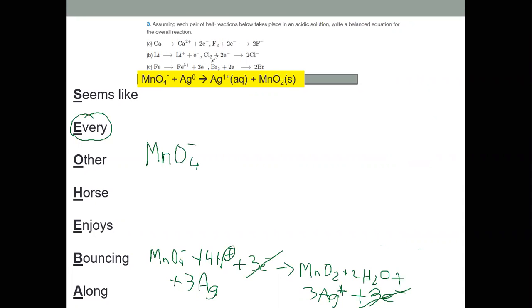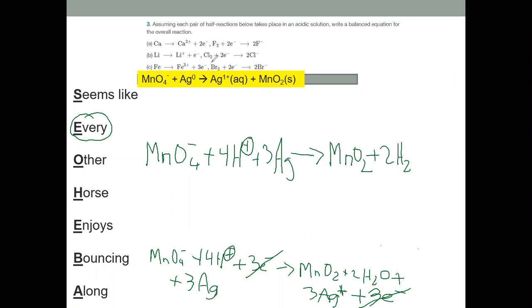MnO4 minus plus 4 protons plus 3Ag goes to MnO2 plus 2H2O plus 3Ag plus. All right, so let's just do a quick double check.